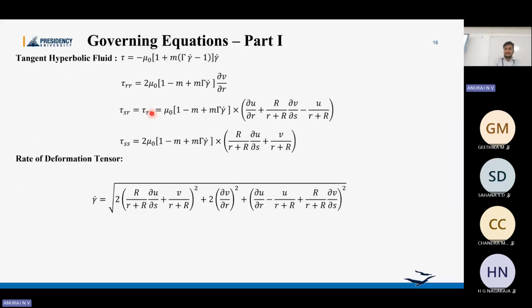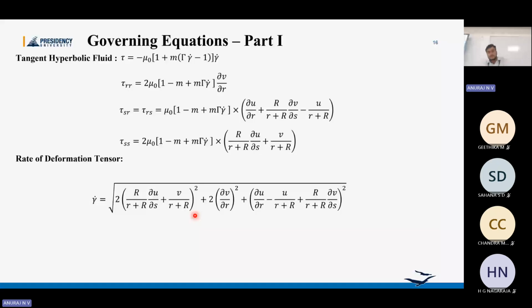And these are the shear stress terms in all the directions, like RR, RS, and SS directions. But after applying the boundary layer approximation, my shear stress term will reduce to only ∂u/∂r minus u/(R+r). This all becomes 0 because your radius r is a small value, so (R+r) whole squared will be an even smaller value. That's why I am neglecting (R+r) whole squared terms.